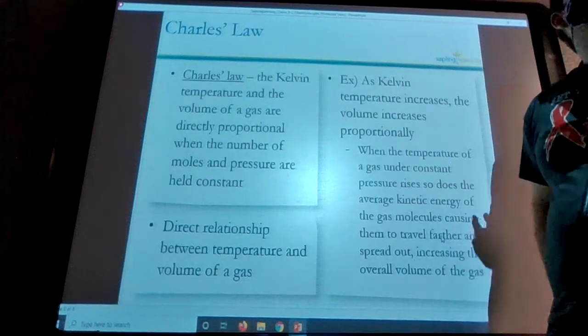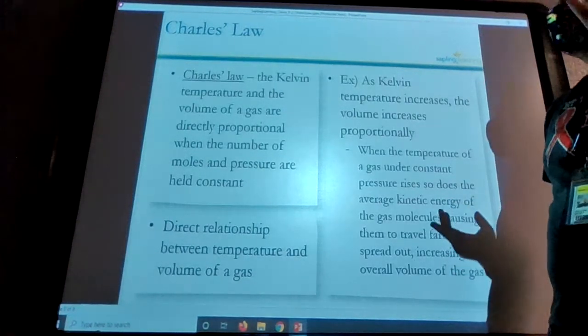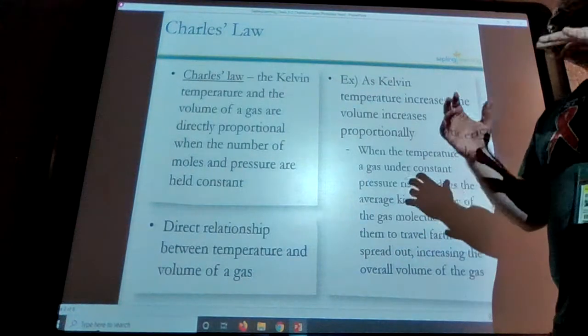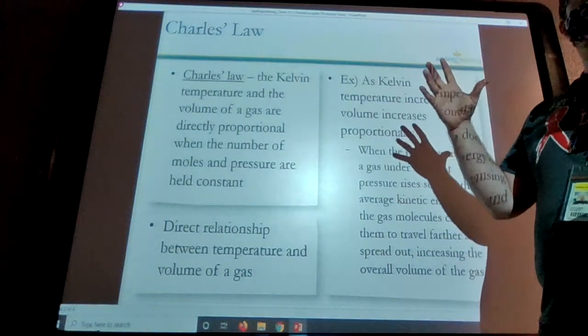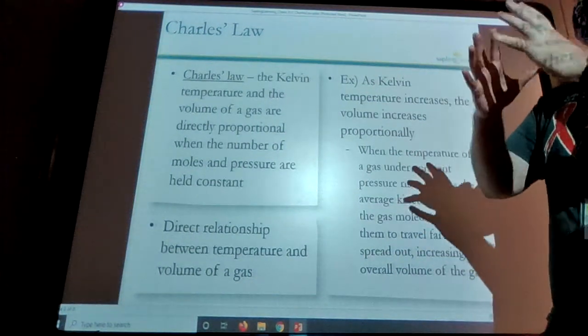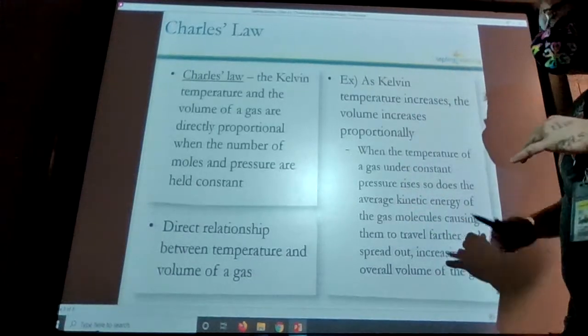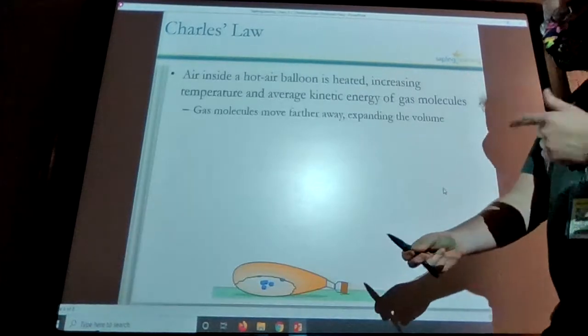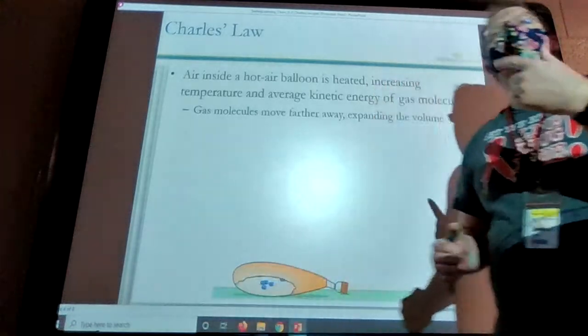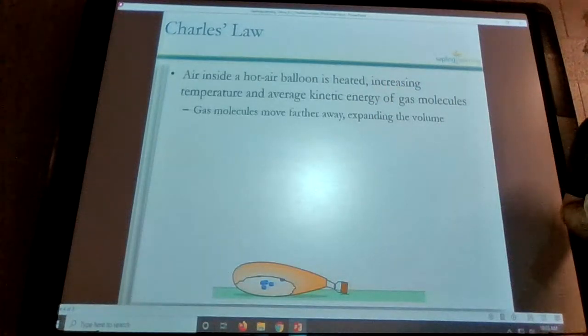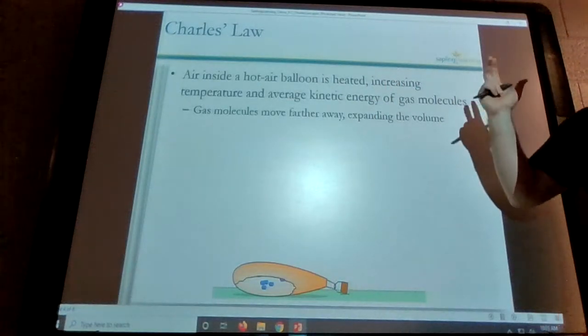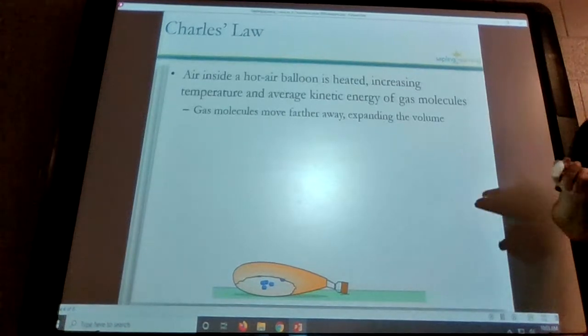And basically, the pressure is always going to stay the same. But if my temperature increases and my pressure stays the same, then my volume kind of has to increase. I think the example they're going to use here is a hot air balloon. What makes the hot air balloon expand? The hotness of the air.